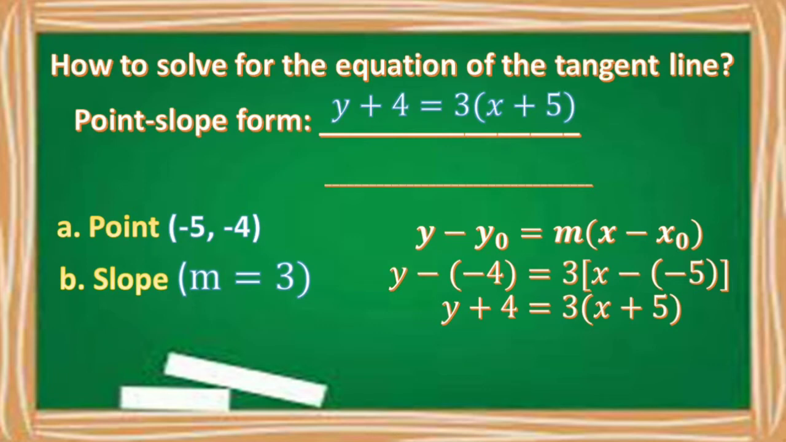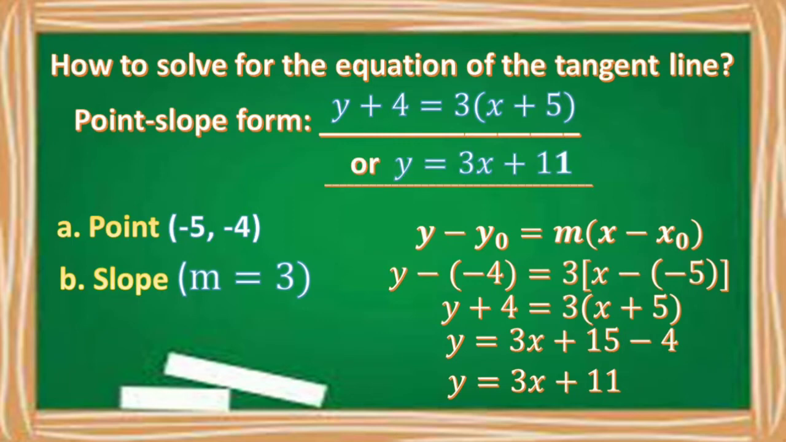Or, if we may simplify the equation, we may have y is equal to 3x plus 15 minus 4 by multiplying 3 by the binomial x plus 5 and moving positive 4 to the right side of the equation, it will become negative 4. Simplifying it further, we have y is equal to 3x plus 11. Therefore, we can also have y is equal to 3x plus 11 as the equation of the tangent line.